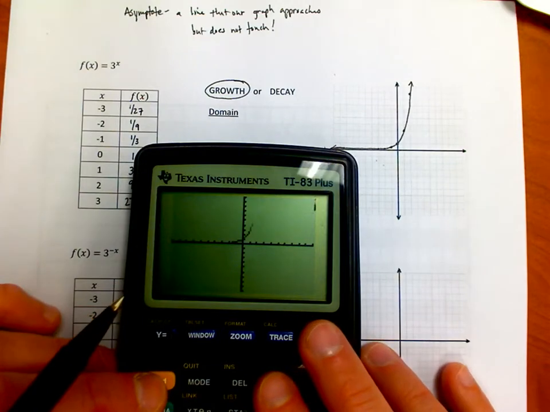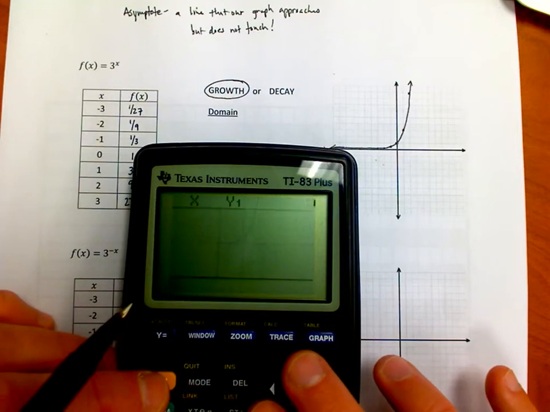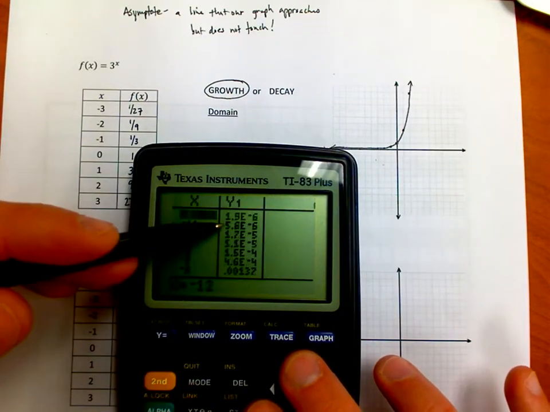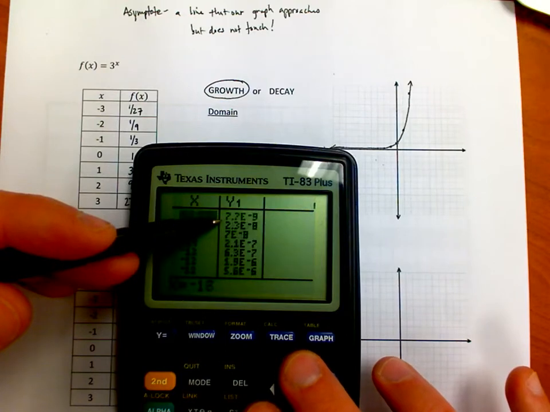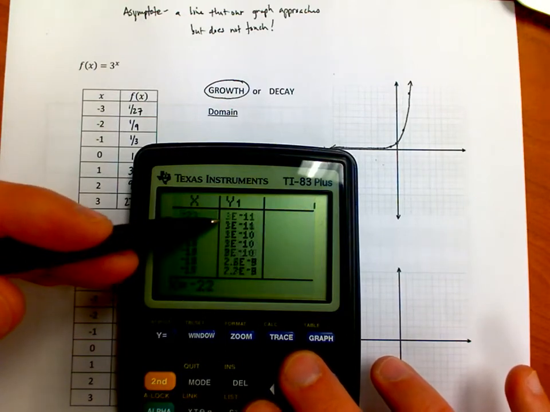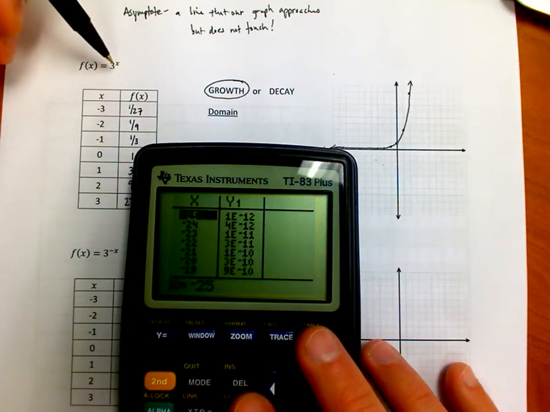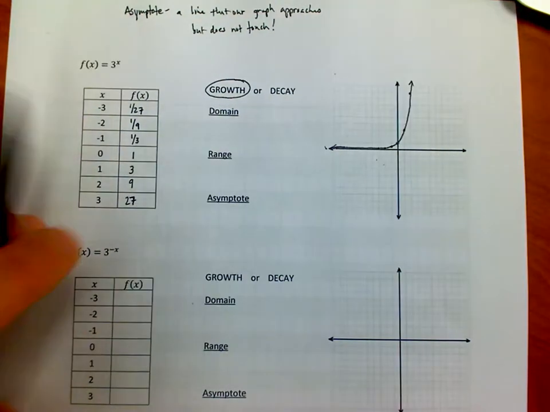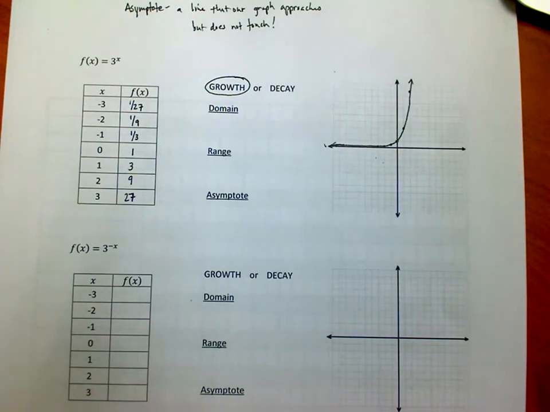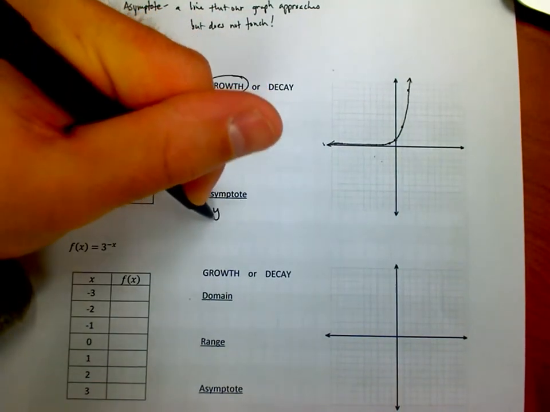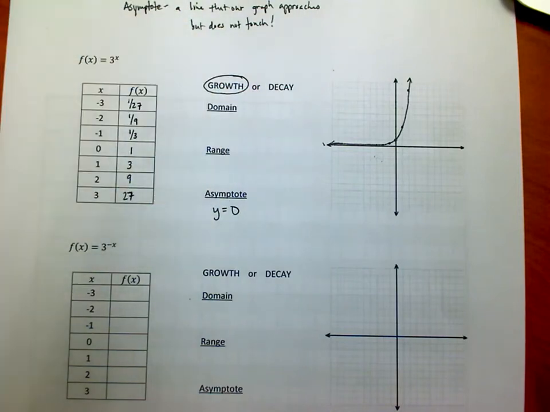Here's my growth function. It looks like what we've graphed, and if I go to the table, you'll notice that it keeps getting closer and closer to 0. In fact, it's going into scientific notation because those numbers are so small, but it never hits 0, okay? There's no value of x that you can put in here and get 0 out of it because you're multiplying 3 by itself a number of times. And so the asymptote would be the line y equals 0.